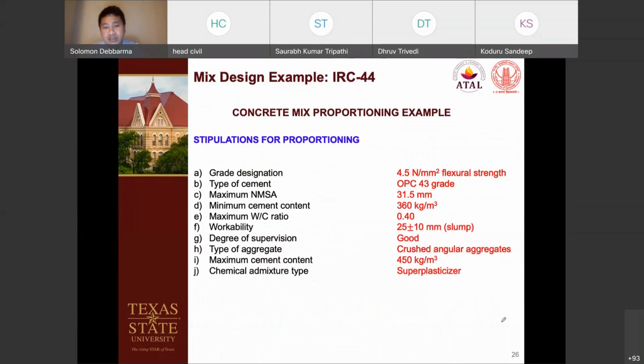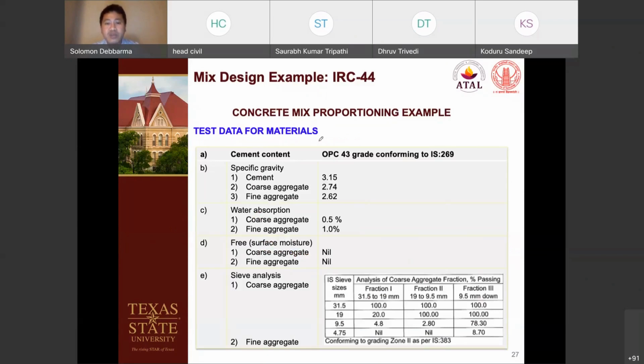So let us take an example from IRC 44. These are some stipulations for the mix design. Let's say a client wants to design a PQC mix for 4.5 Newton per mm square flexural strength, and the type of cement is mentioned as OPC 43 grade, and the maximum nominal size aggregate is 31.5 mm, and we need to have a slump of 25 plus minus 10 mm, and the maximum cement content should not be more than 450. So these are some of the test data for the materials, like the specific gravity of the aggregates, the water absorption, the sieve analysis.